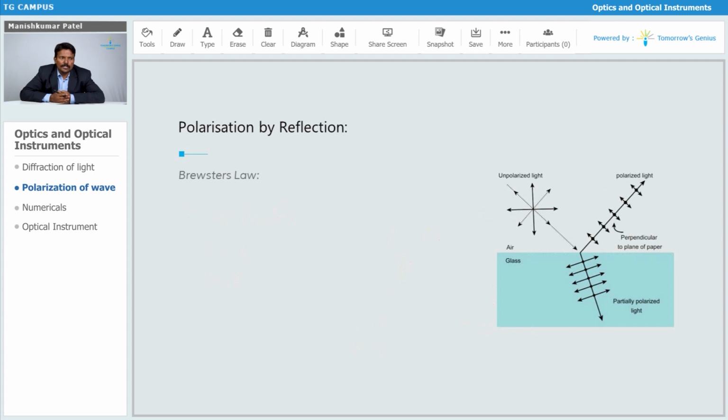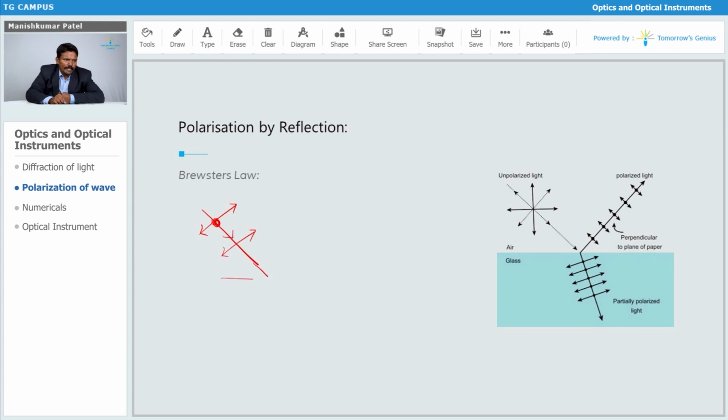This is polarization by reflection. The unpolarized light is going to strike that glass slab. This is the incident ray of light. Let's consider the two components: one is moving up and down, and one is moving in and out. Both are perpendicular to the direction of propagation.